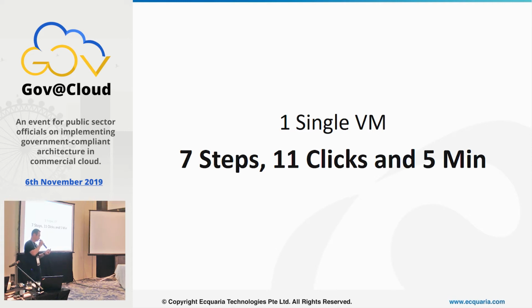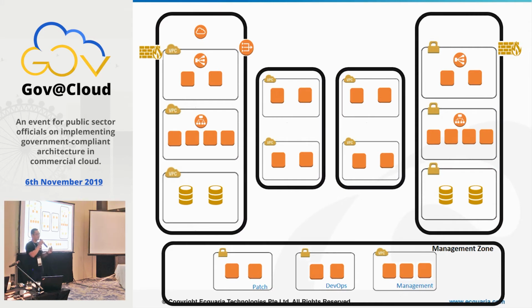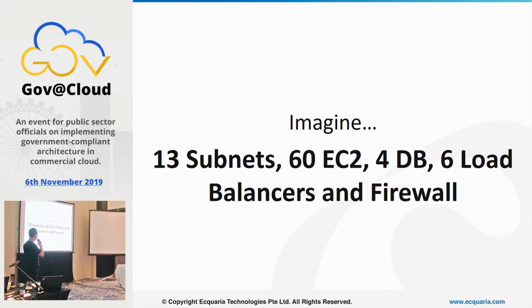But if I want to set up something as complex as the happy model here, I'll give you a clue: it's 13 subnets, 60 servers, 4 databases, 6 load balancers, and firewalls. Conservatively, anyone want to guess how many clicks that would be? Someone? How about you? A rough idea?